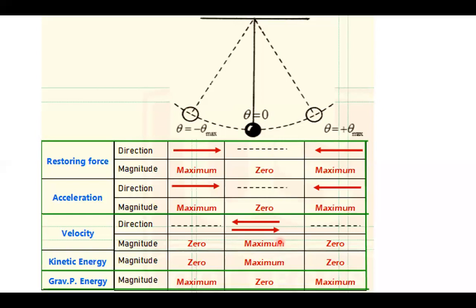Velocity is also proportional to kinetic energy. As kinetic energy is zero, velocity is zero. As kinetic energy is maximum in equilibrium position, velocity is also maximum in equilibrium position. So this table is exactly the same for the mass spring system and the simple pendulum. The only change is that instead of elastic potential energy in the mass spring system, here we have gravitational potential energy.